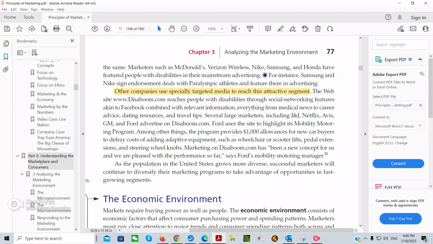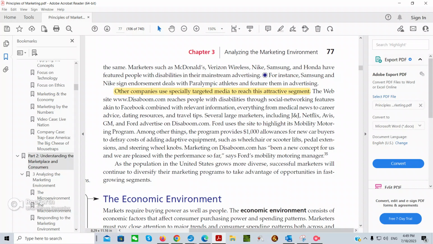Among other things, the program provides $1,000 allowances for new car buyers to defray the costs of adding adaptive equipment such as wheelchair or scooter lifts, pedal extensions, and steering wheel knobs. Marketing at thisaboom.com has been, quote, "a new concept for us, and we're pleased with the performance so far," unquote, says Ford's Mobility Motoring manager.